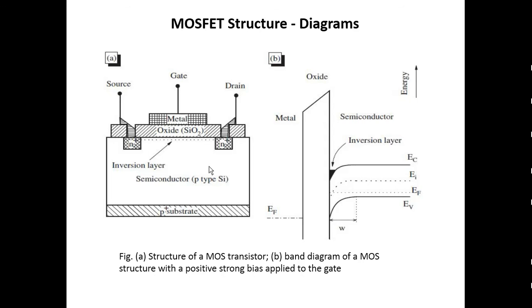Now this is the energy band diagram for the MOSFET structure. We will discuss this one after some time. Okay, so this is the structure.